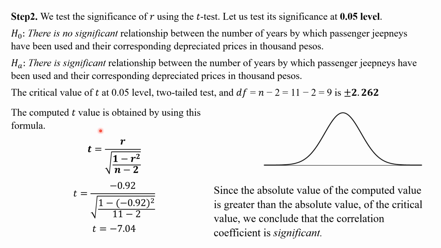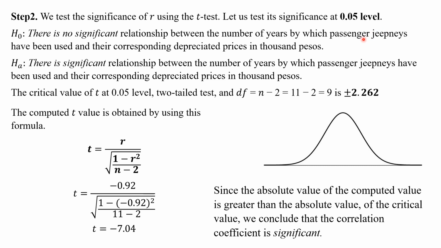Okay, so after natin makuha yung R or yung correlation coefficient, we need to test the significance of R using the t-test. So, kailangan naman natin siyang i-test. Remember, yung regression analysis, magagawa lang natin yan kapag yung ating dalawang variable ay merong significant relationship. So, first, let us use the 0.05 level of significance.